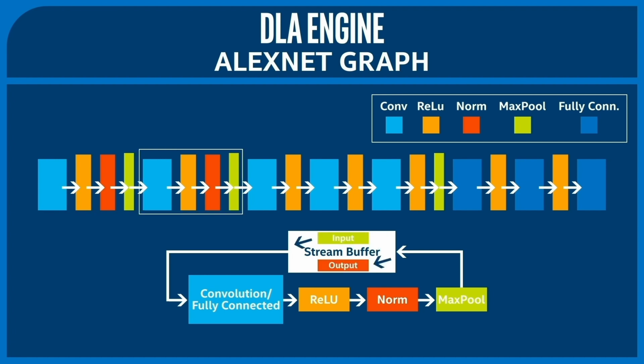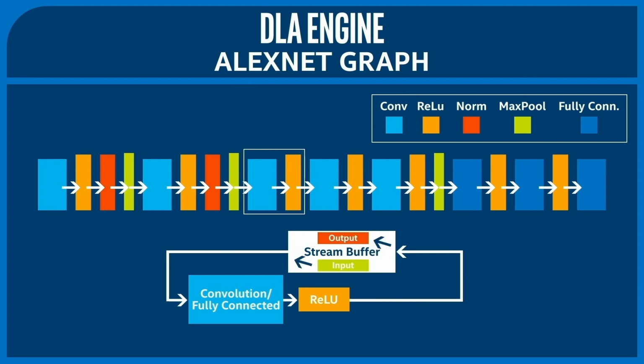FPGAs can be designed to perform many operations in parallel. The DLA processing elements operate in parallel and execute multiple filters on the same convolutional layer. This is known as K-vectorization and leads to an increase in performance.